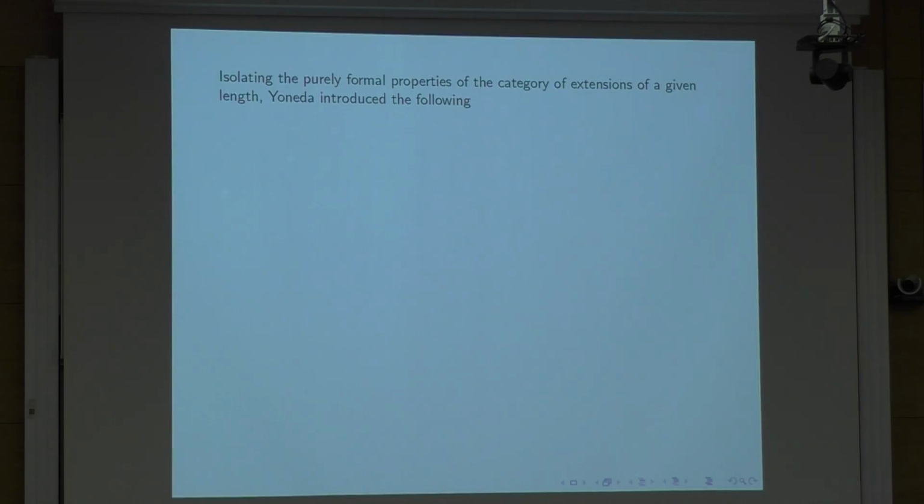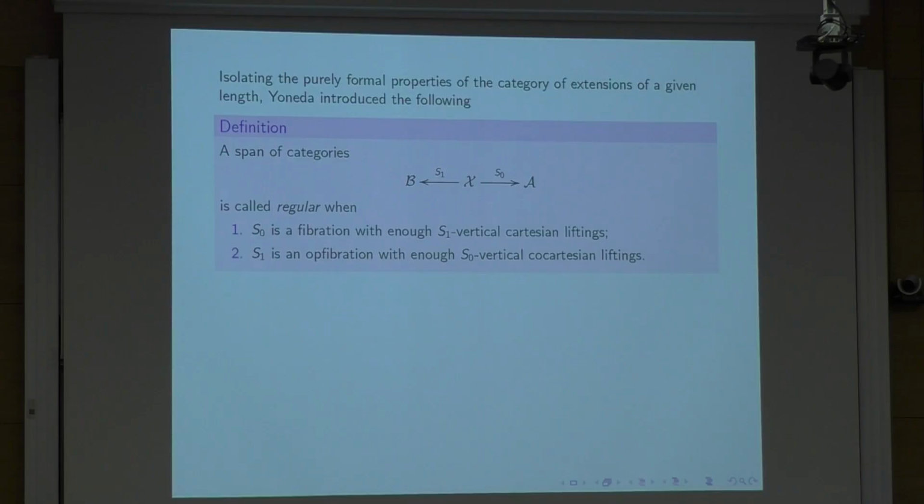Okay, what Yoneda did was to isolate the purely formal properties of this category of extensions of a given length and introduce a new notion. It was the notion of regular span. So what is a regular span? It's a span of categories such that S0 is a fibration with enough S1 vertical Cartesian liftings, and S1 dually is a cofibration with enough S0 vertical co-Cartesian liftings.